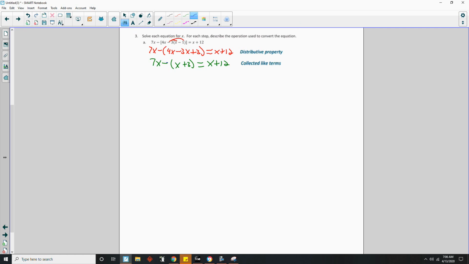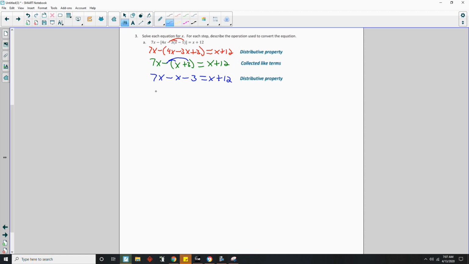And now I have this negative sign that I would like to distribute, get rid of these parentheses. So 7x is just going along for the ride. Negative times a positive is negative. 1 times x is x. Negative times a positive is negative. 1 times 3 is 3 equals x plus 12. And that is the distributive property.